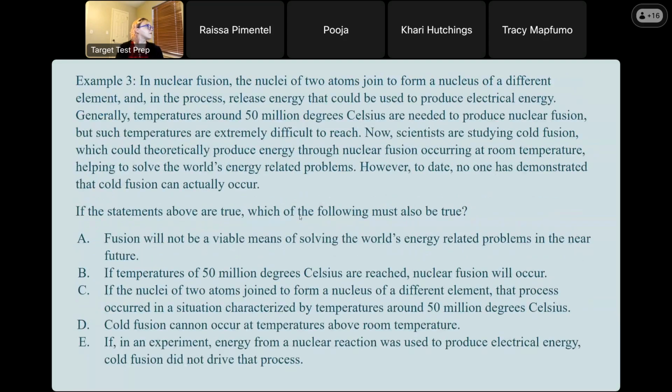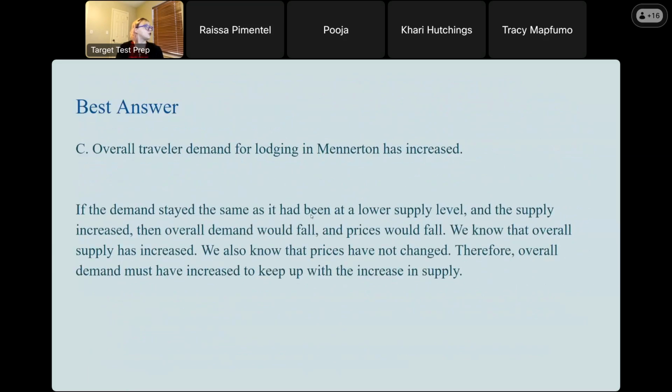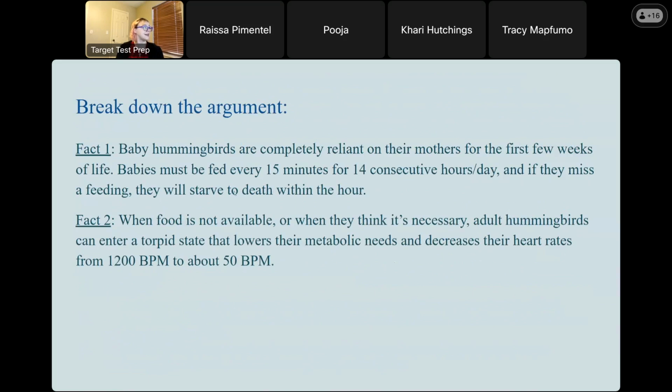Let's see. Yeah. They're completely reliant on their mothers for the first few weeks because if they don't get a meal every 15 minutes, they will die within the hour. That's the right answer. It's based only on this end part of this first fact. And that's the main difference.